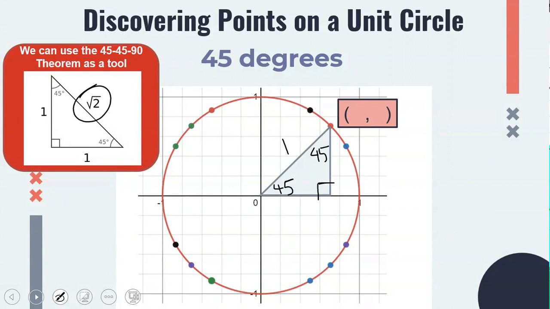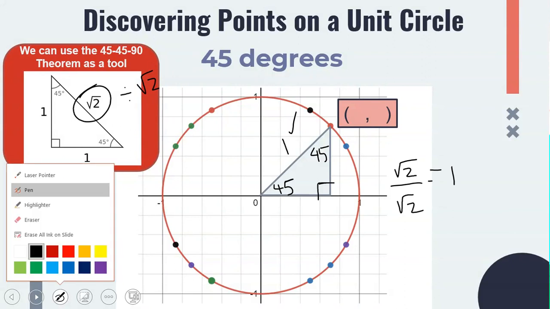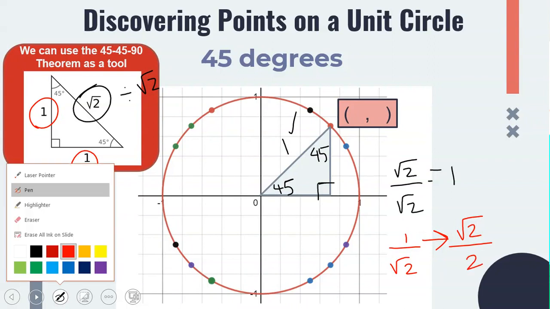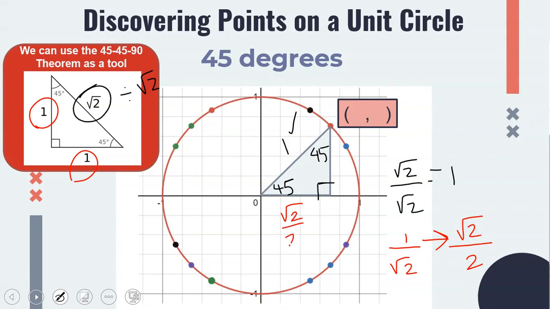So just like last time, we need to make that hypotenuse equal to 1. So we're going to have to divide all sides by radical 2. Square root of 2 divided by square root of 2 is just equal to 1, so that one's easy. But for this guy, 1 divided by the square root of 2, we cannot do that. We have to rationalize our denominator. So we have the square root of 2 on the top and the square root of 2 squared, so we get radical 2 over 2. Both sides are going to be radical 2 over 2.